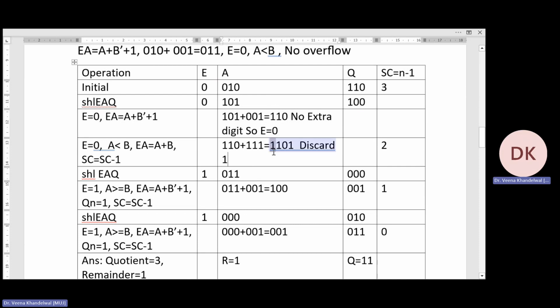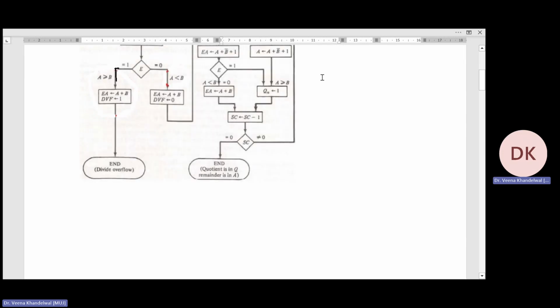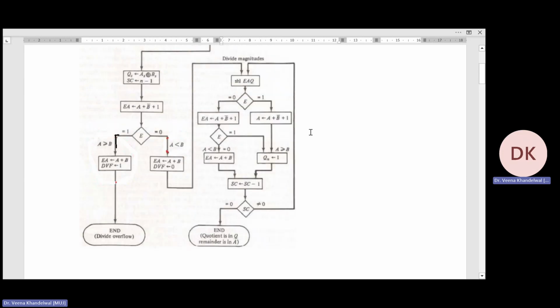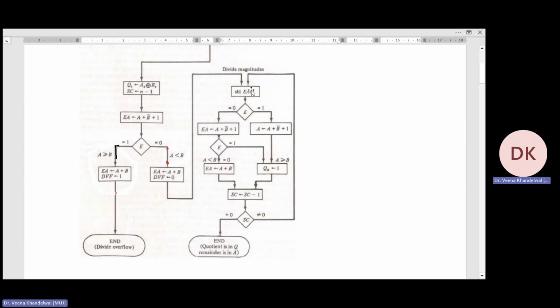Here, after adding these two numbers, we find that there is a carry. So what do we do? We discard this carry, because this carry of the sum computation at this point of time is of no use. Also, we decrement the sequence counter. So from 3, it becomes 2. So we have completed one cycle. We have decremented the sequence counter, but still SC is not equal to 0. We once again proceed further to perform shift left and check the value of E.